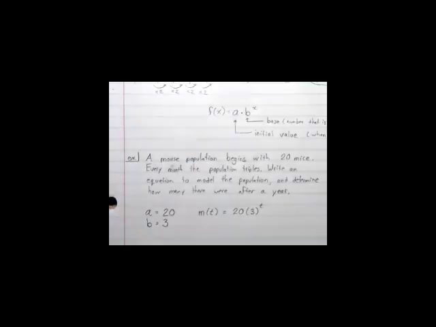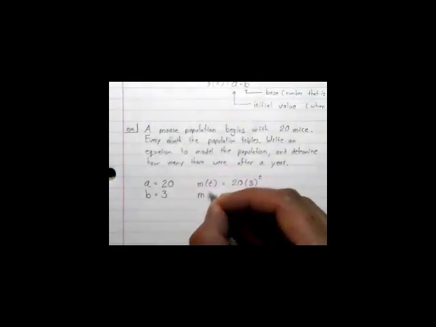Okay, so then what would I need to do with that equation to answer the question to figure out how many mice there were after a year? You'd put 12 in for T. Yep. Because T is time measured in months, right? Because that's the way I gave you the information, so you have to use it that way. So M of 12 equals 20 times 3 to the 12. It's going to be huge.